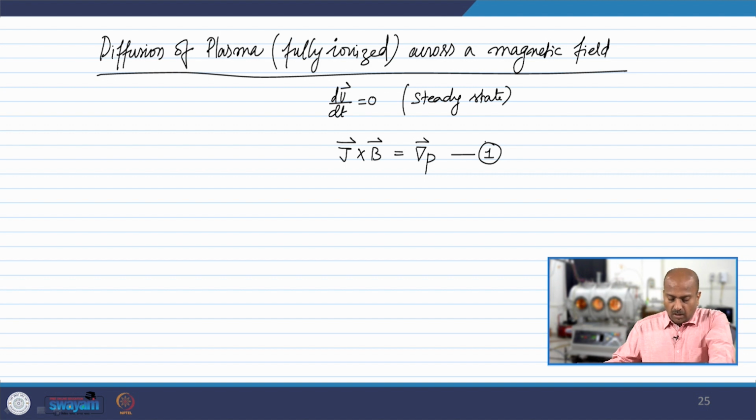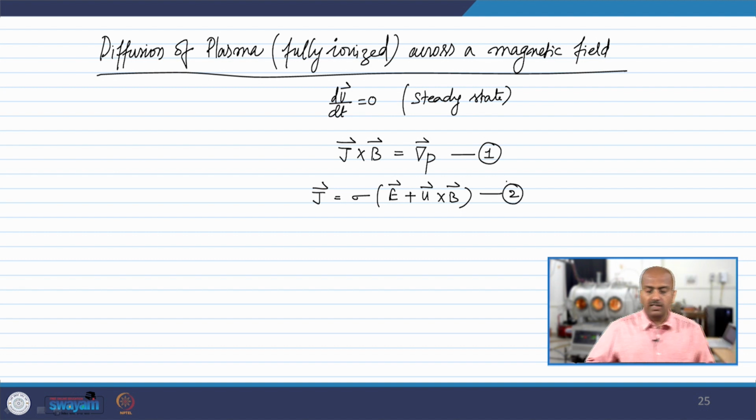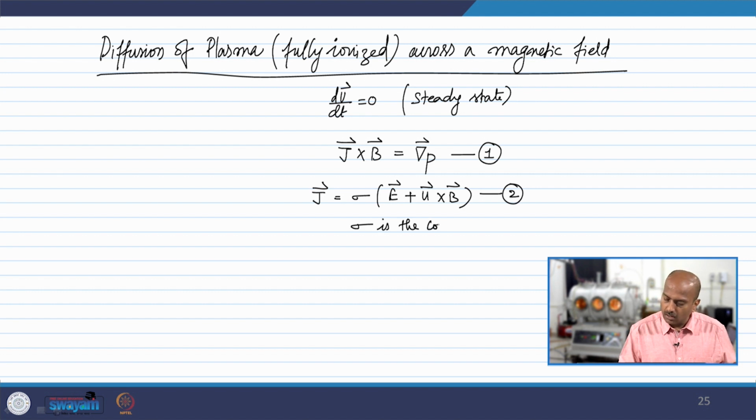Now, we can write the generalized Ohm's law in the simplified form as J, the current density, is sigma times E plus U cross B. We call this equation 2. We do not know J, right? While we wrote equation number 1, we do not know how J can be evaluated. What is sigma? Sigma is the conductivity. So, this is the generalized Ohm's law.